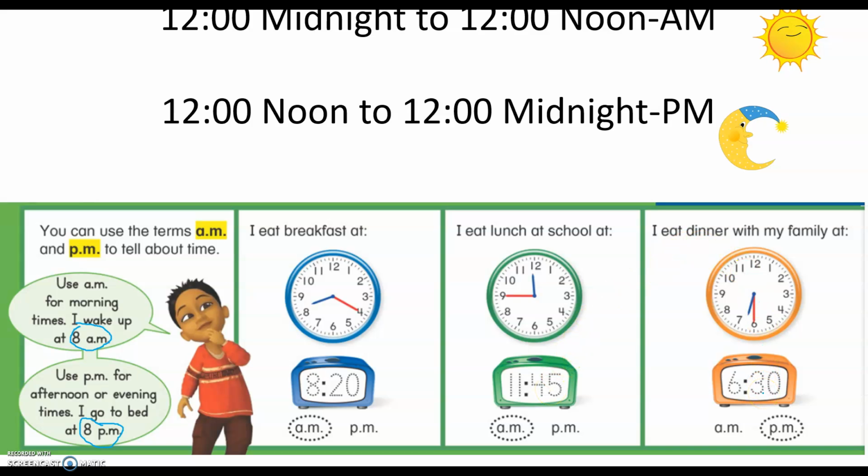This clock says 6:30. The event is eating dinner. You eat dinner in the evening, so that's PM.